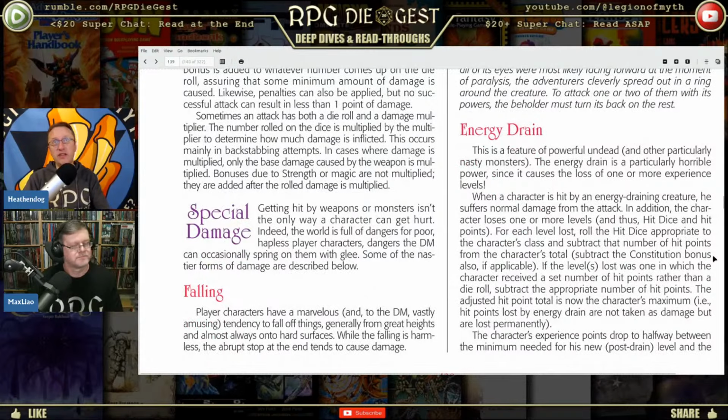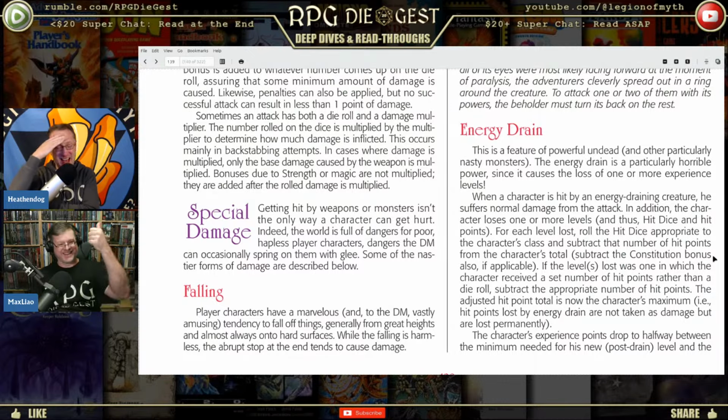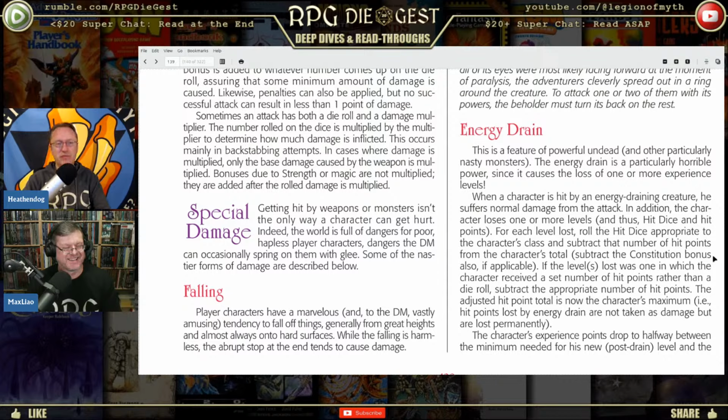Energy drain. This is a feature of powerful undead and other particularly nasty monsters. The energy drain is a particularly horrible power since it causes the loss of one or more experience levels. This will cause more players to quit the game than dying or anything else in this game. Yes. Players hate this. If you do this to a player, there is a base 50% chance the player will walk away and never return. Or they'll walk away from that character if nothing else. Yeah, and never ever return.